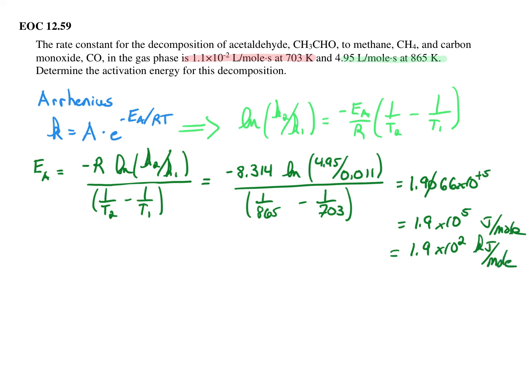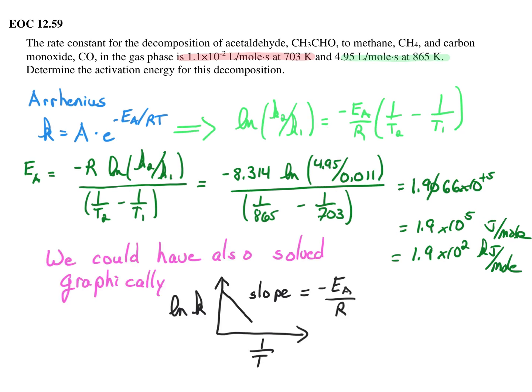Alternatively, we could have done a graphical solution, but with only two data points, it would be the same result. If there were more than two data points, there would be an advantage to solving graphically, as experimental errors would tend to cancel out.